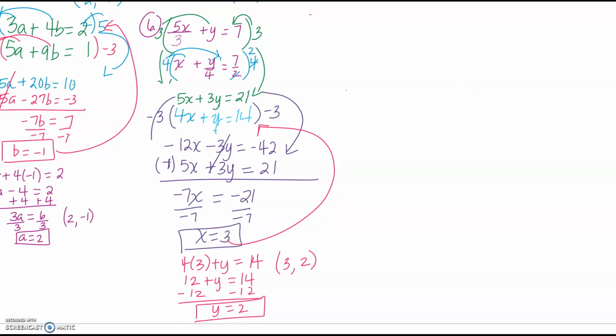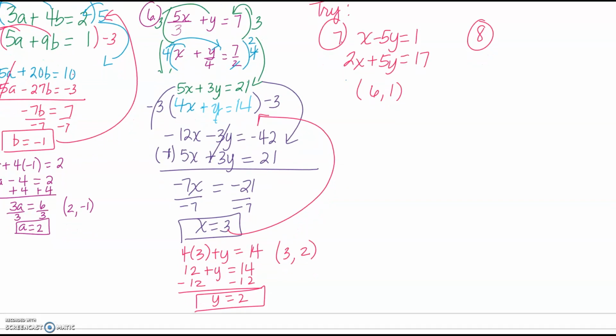And you can always plug those in. I want you to try these two. Number 7, x minus 5y equals 1, and 2x plus 5y equals 17. Your solution should be 6, 1. Remember, you're using elimination. Number 8, 3x over 2 plus y equals 6. And the second equation, x plus y equals 5. This solution is x equals 2 and y equals 3.